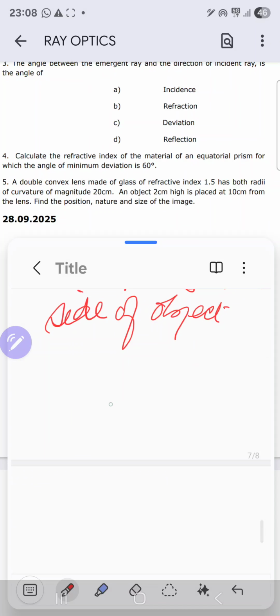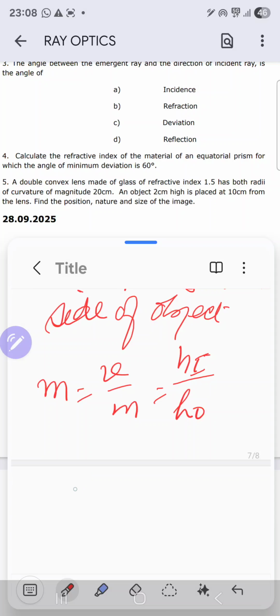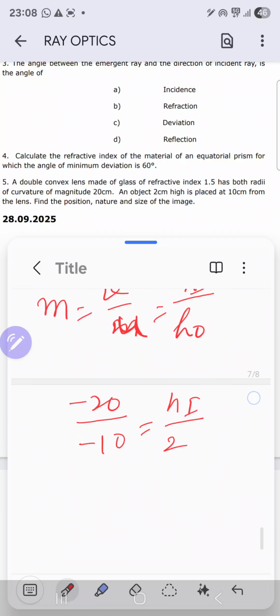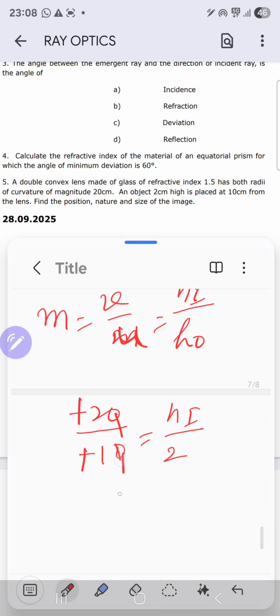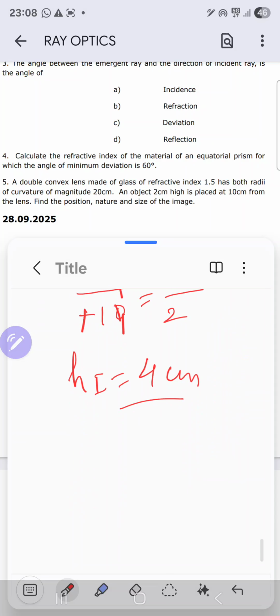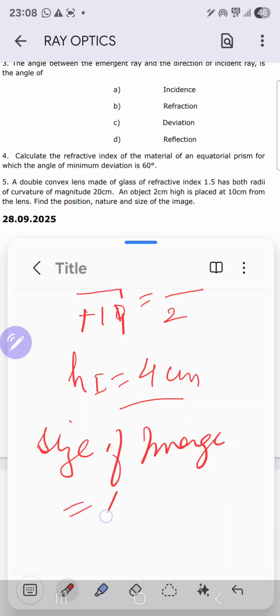And the third thing, we have to find out the size of the image. So we know that magnification is v over u, or it is height of image over height of object. So v over u. V we have got as minus 20, u as minus 10, HI we have to find out, HO is 2 centimeter, so we can find HI as 4 centimeter. So size of image is 4 centimeter.